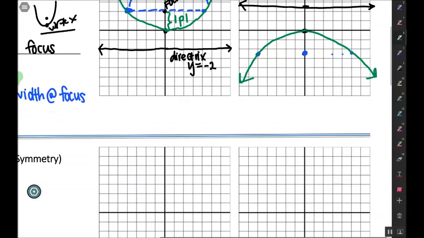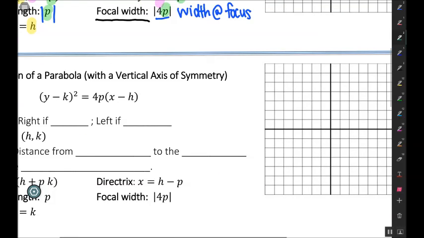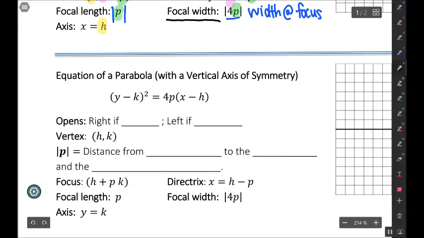All right. So now we're going to do parabolas that open in a different direction, and there's a typo here. It says the equation of a parabola with a vertical axis. No. Change it to horizontal. So now we're going to do horizontal axis of symmetry, which means we're going to open left and right.